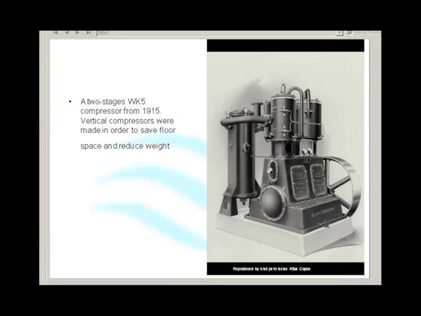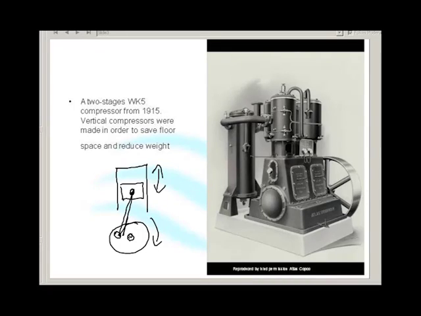Now let's have a look at a few compressors so as you become familiar with them. The first type of compressor is a reciprocating compressor. It works just like a car engine. You have a big piston inside a cylinder, and as the shaft goes round and round, the piston goes up and down. Air comes in and air is compressed. Simple reciprocating compressor.